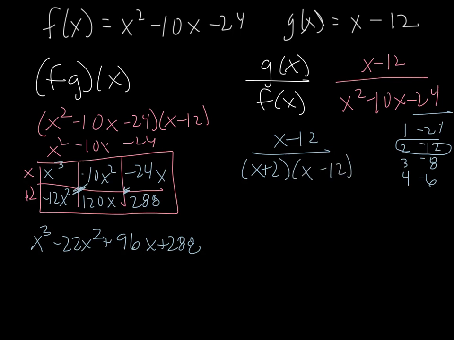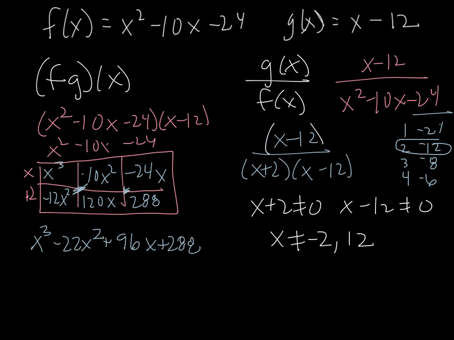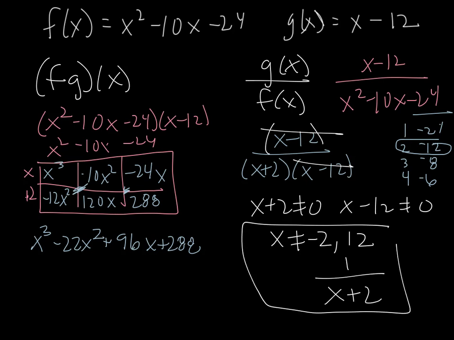You have to find your domain restriction. X plus 2 cannot equal 0. X minus 12 cannot equal 0. So x cannot equal, if I get that by itself, negative 2 and positive 12. These two cancel each other out, leaving me with 1 over x plus 2 as my final answer.